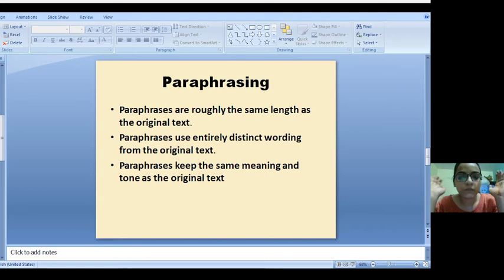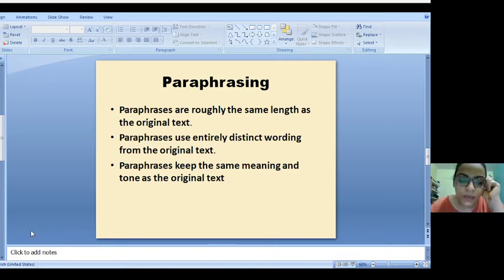So paraphrasing should be of the same length. Paraphrases use entirely distinct words from the original words. So you should be using synonyms, different words, not repeating the words which are given in the question. And the meaning of the text should not be changed. The tone should be as given in the statement. So these are the three things that you must always keep in mind before writing the paraphrasing statement.